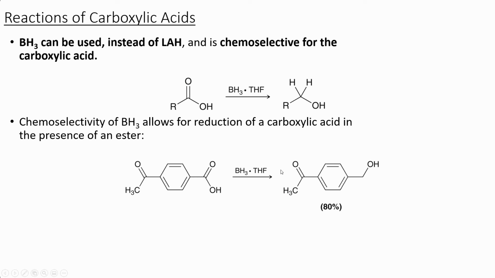We can also use BH3 instead of LAH as a chemoselective reduction. So in this case, we can look here at the molecule. We have a ketone on one side and a carboxylic acid on the other side. If we expose it to BH3 and THF, we will reduce only the carboxylic acid and not the ketone.